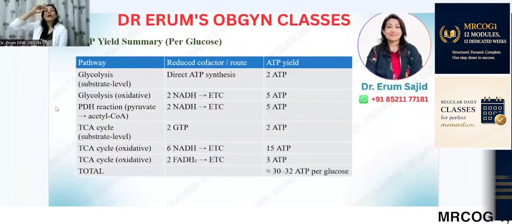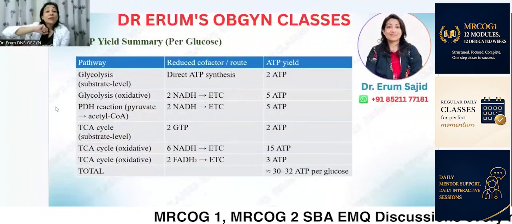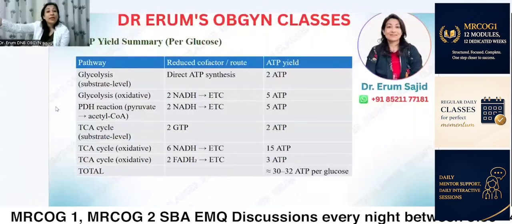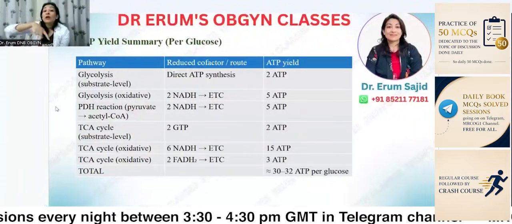Now, glucose starts with glycolysis, right? The reduction starts from glycolysis. Finally, it makes pyruvate, and pyruvate enters into the Krebs cycle. Once it enters into the Krebs cycle, the cycle has to be run twice because two pyruvates are made.